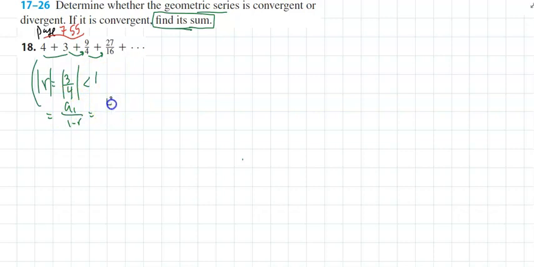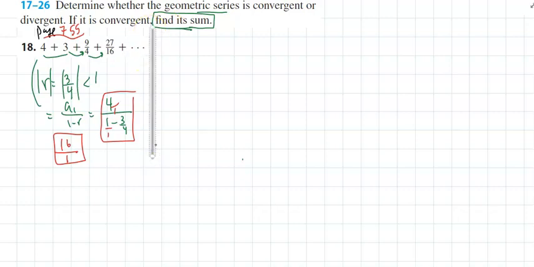The very first term is a 4. R is 3/4, right? And you could leave the answer like that on the test. If you clear the fraction, that would be 16 divided by 4 minus 3, which is 1. And there it is. This infinite sum will equal 16.